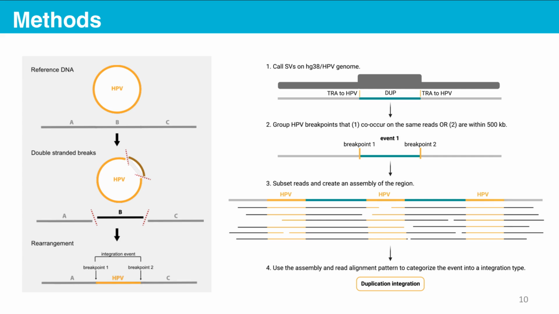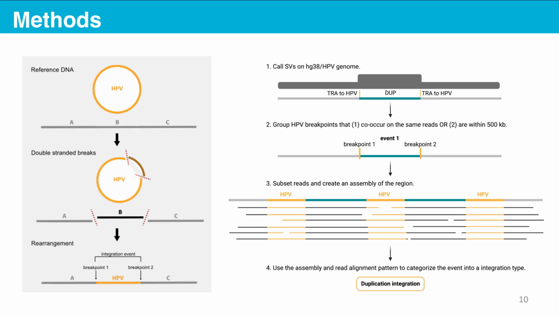We refer to the collection of breakpoints that contain all HPV integration junctions within a linked region as an integration event. To call HPV integration breakpoints, structural variant calling was performed on a hybrid HG38 with HPV genome, reference genome, so that these breakpoints would be detected as translocations. The breakpoints were then grouped into events if one of the 2 conditions were fulfilled. Either the breakpoints co-occur on one or more of the same read, or the breakpoints are within 500 kb of each other.